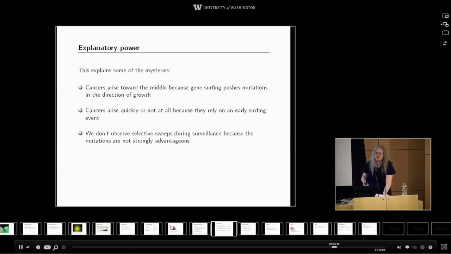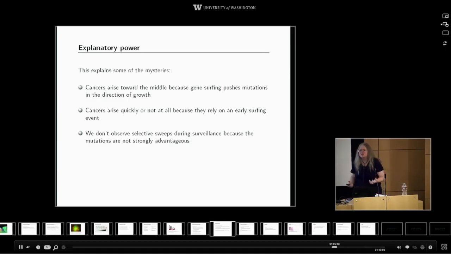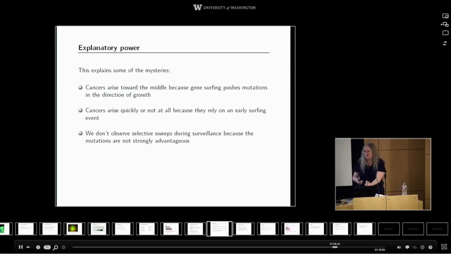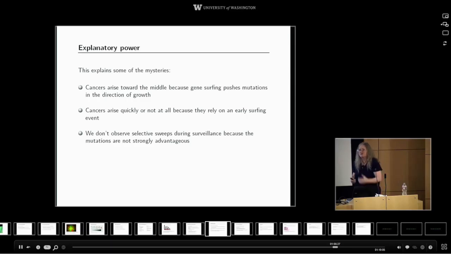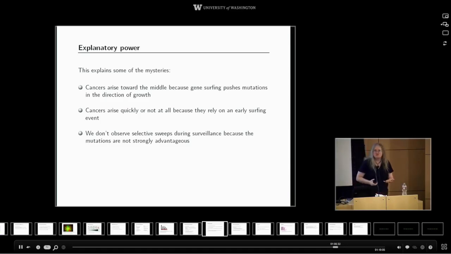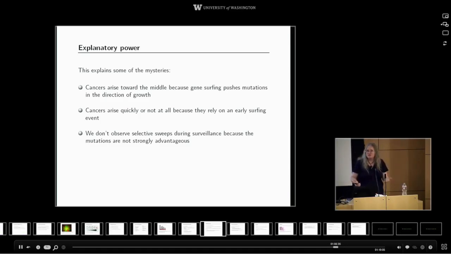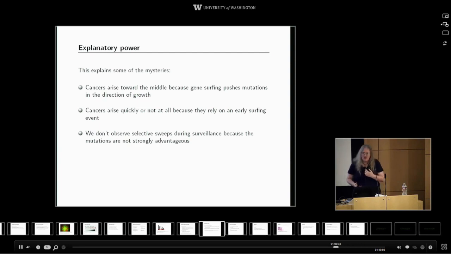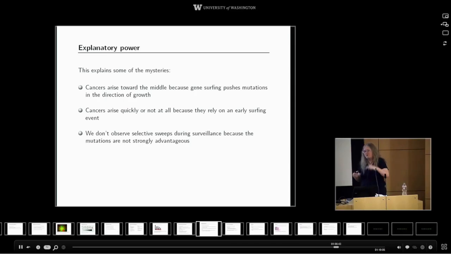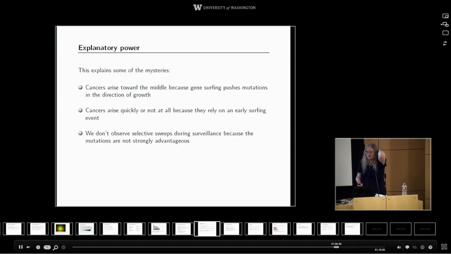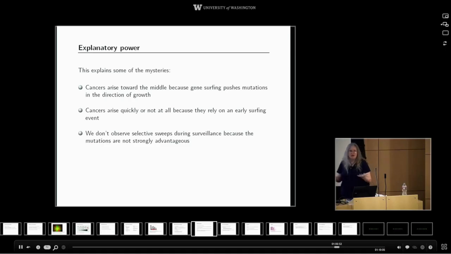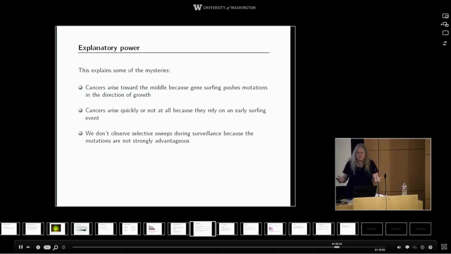So this would explain several of the mysteries. Cancers arise toward the middle because we know that gene surfing pushes mutations in the direction of growth. A mutation will arise, say, at the base of the esophagus, but it's being pushed by the growth, so the center of its distribution will be higher up. Cancers arise quickly or not at all because the decision, cancer or no cancer, is actually made during the initial spread of Barrett's esophagus. And we don't see big selective sweeps during surveillance. We don't see mutations spreading over the 20 years that we've watched the patient because they're not spreading during that period. They're not strongly advantageous. They've been laid down during the growth phase, and now they're either going to sit there and incubate a cancer or they're not.